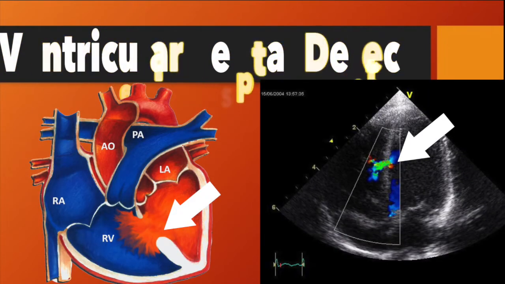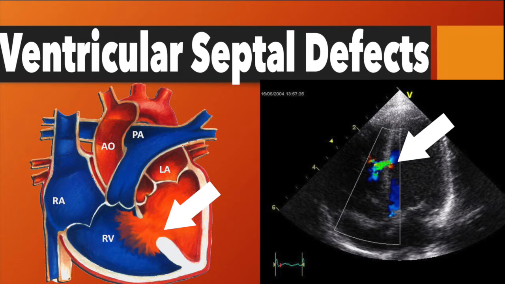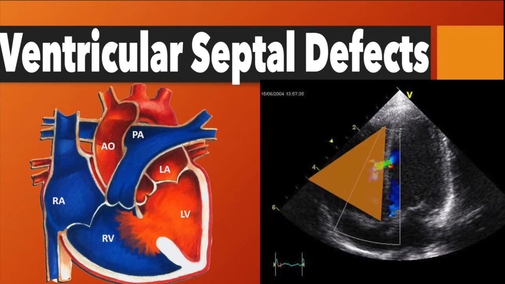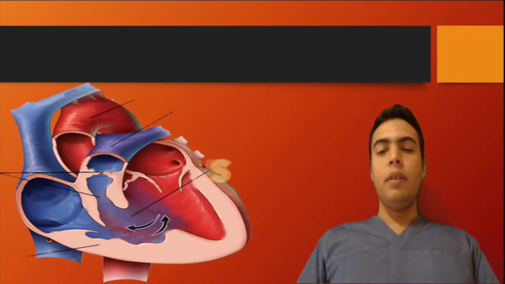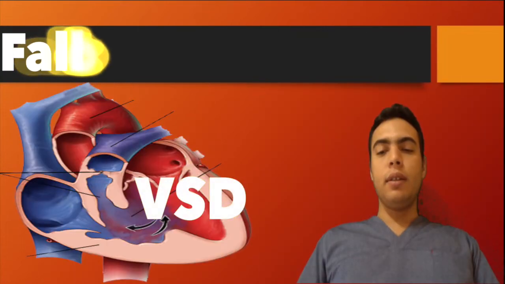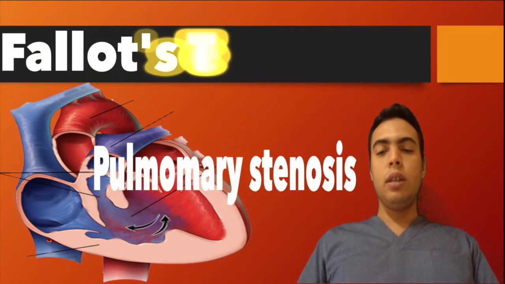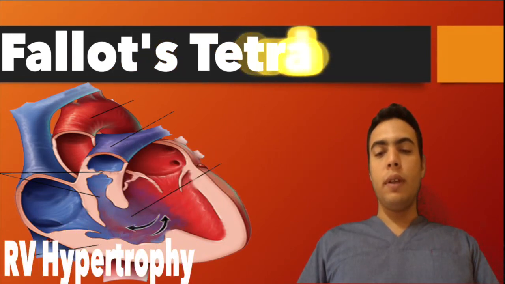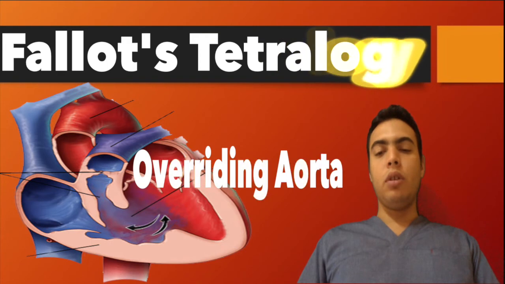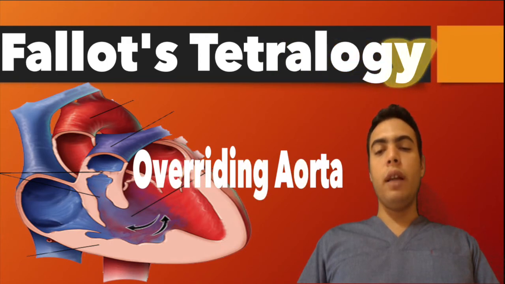And now the ventricular septal defect. As you can see, here is a defect between both ventricles that allows blood to pass from left to right, causing a left to right shunt. And here goes the right ventricular dilatation. Ventricular septal defect, pulmonary stenosis, right ventricular hypertrophy, and overriding aorta equals tetralogy of Fallot.